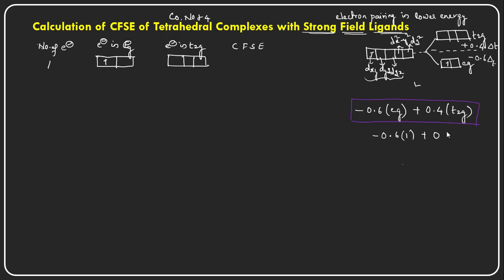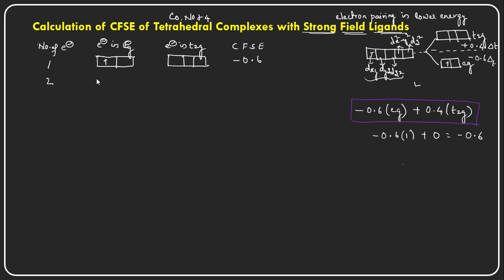So this will be 0, because the T2g orbitals do not have any electrons. Since there are no electrons, 0 into 0.4 will be 0 only, and the value will remain the same, that is minus 0.6. So I am writing the same value here, minus 0.6 delta T.